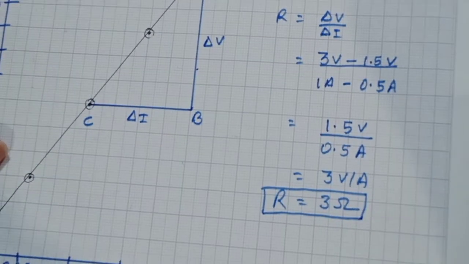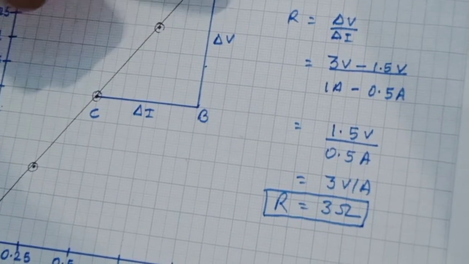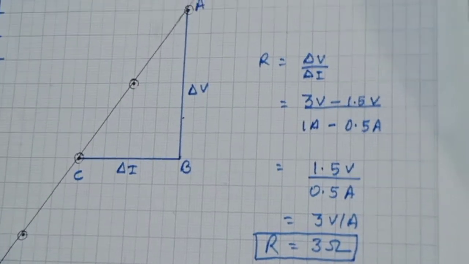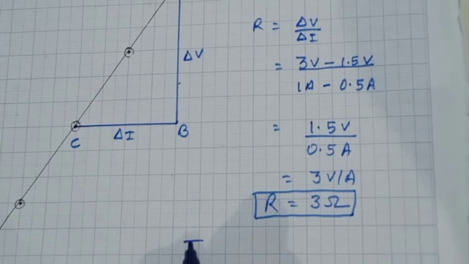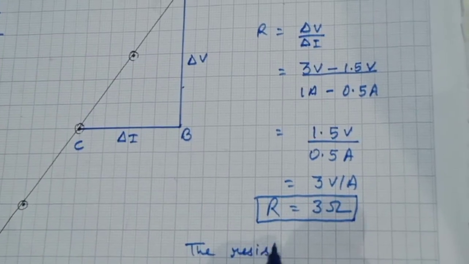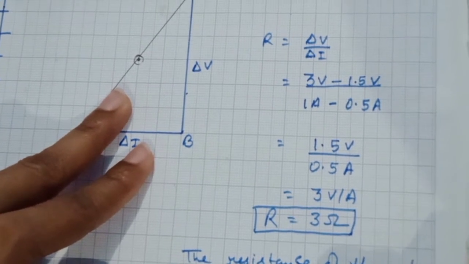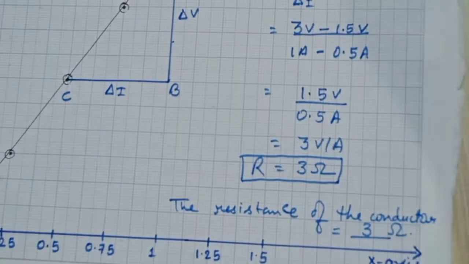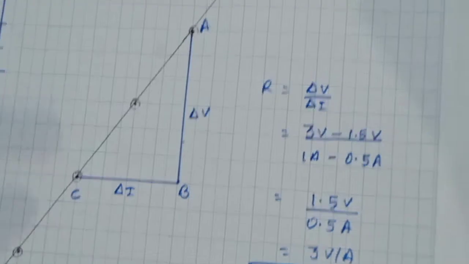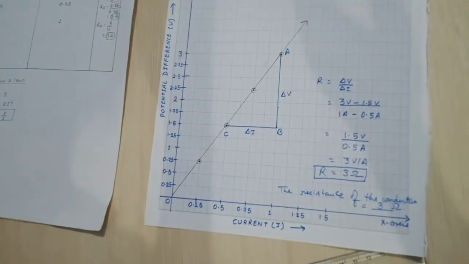Fine. So from the graph we found that the slope of the straight line gives us the resistance of the conductor, and our result should be written in the conclusion part, that the resistance of the conductor we have used is equal to 3 ohm. Fine. So this is all about the graph that we have plotted here, and this is the voltage versus current graph.